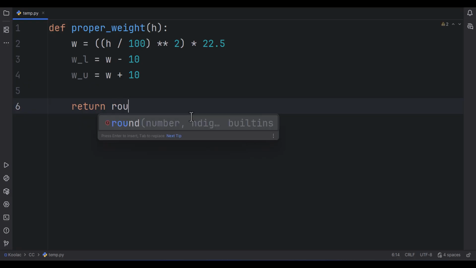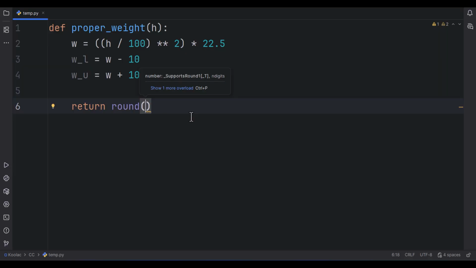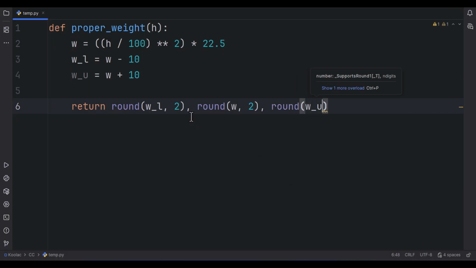And in the output of this function, we want to return these 3 values. So first of all, we want to return the round of WL, the lower bound, and we want to round that to 2 decimal places, and also we want to round W to 2 decimal places, and also we want to round WU, the upper bound, to 2 decimal places.